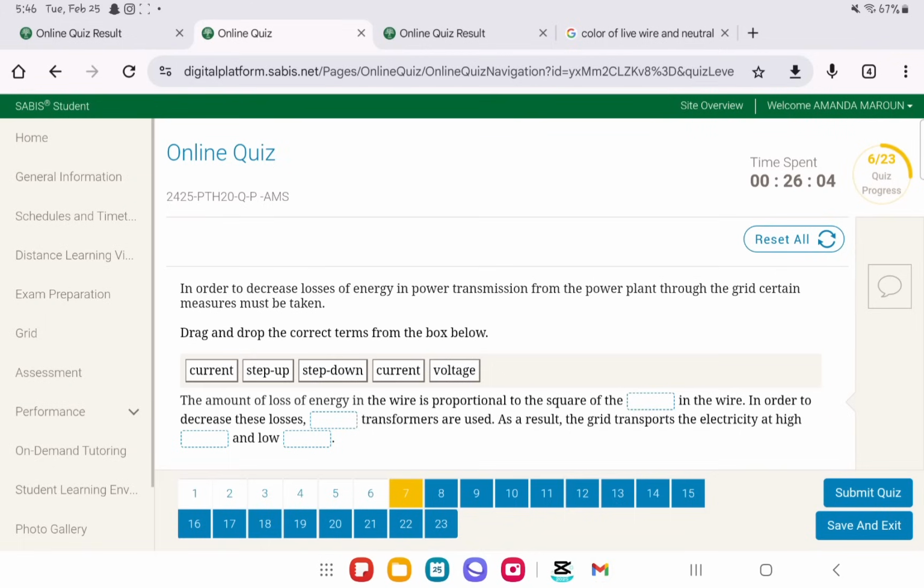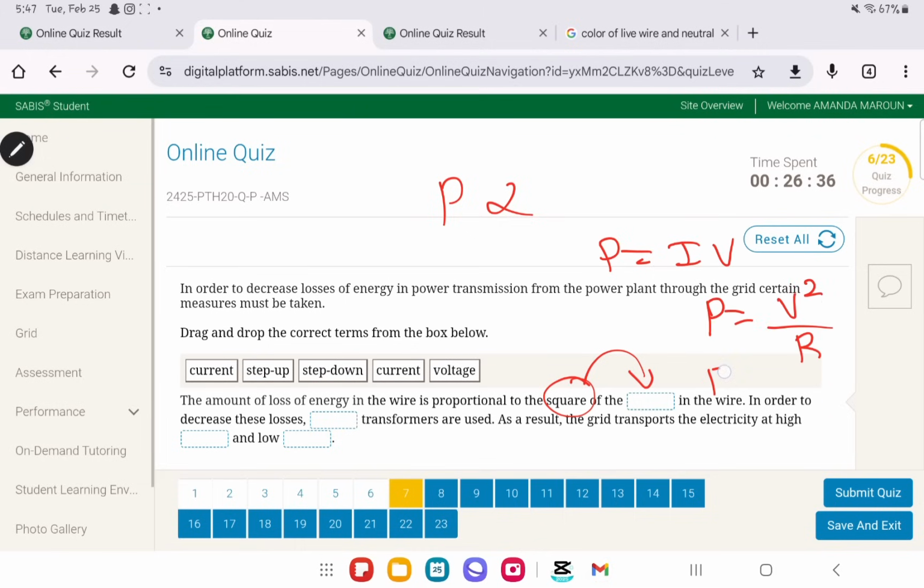They said, in order to decrease losses of energy in power transmission from power plant through the grid, certain measures must be taken. What about these measures? The amount of loss of energy in the wire is power. Okay, remember, it is power. It is proportional to the square of what in the wire? We know power is, first of all, equal to current times voltage. Another equation is voltage squared over resistance. And another equation is current squared times resistance.